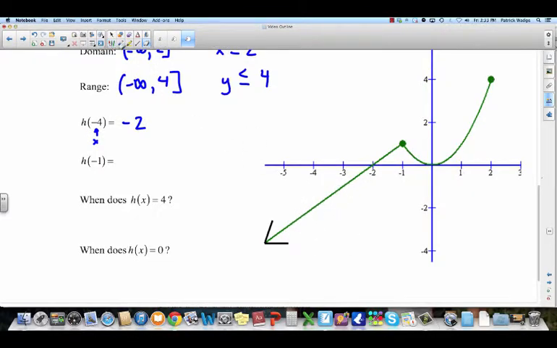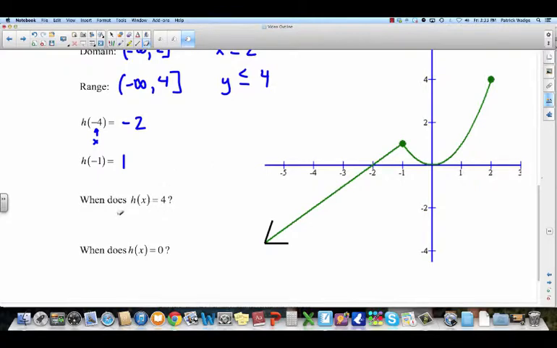Let's try another one of those. Input of negative 1. So where's the point on this green function that has an input of negative 1? So we go over to negative 1, and where's the point? It's right there, this big point. That point is the only one that has an input of negative 1. It has an x value of negative 1. What's the output there? What's the y value at that point? It's at 1. So that's why h of negative 1 is equal to positive 1.